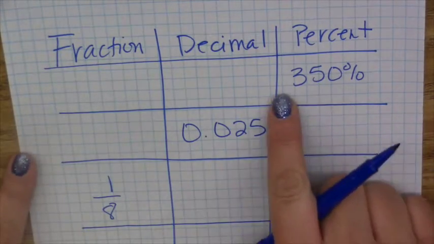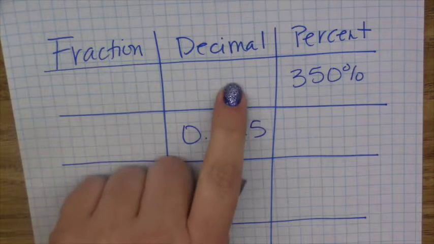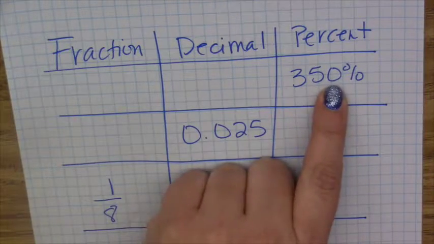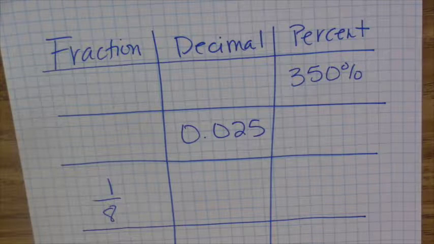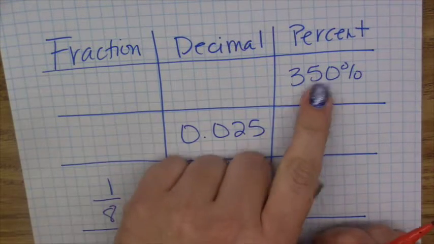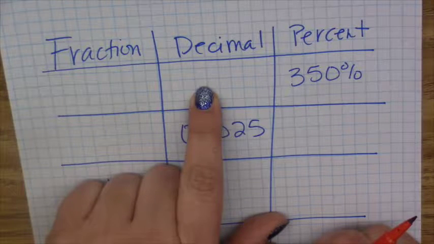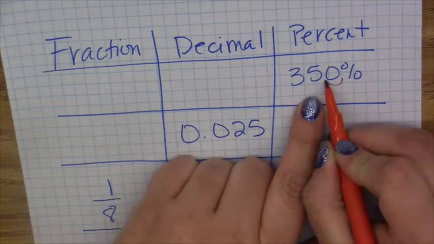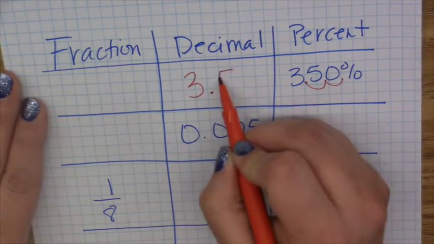So they've given us that we have 350%, and we need to change that into both a decimal and a fraction form. It doesn't matter which one you do first. I'm going to go ahead and go from percent to decimal, and then I can do percent to fraction. All right, so percent to decimal, I need to divide by 100. So I'm going to take my decimal point and move it 2 places to the left. So my decimal would be 3.5.